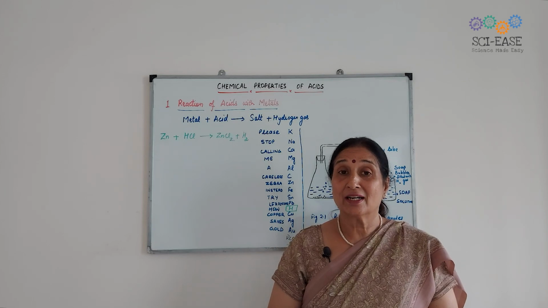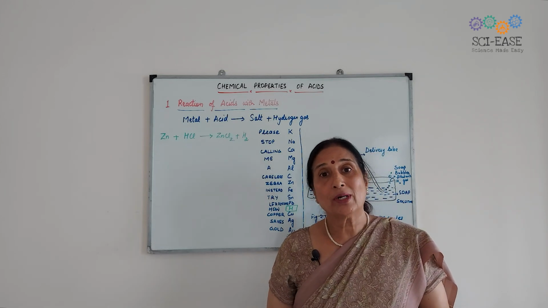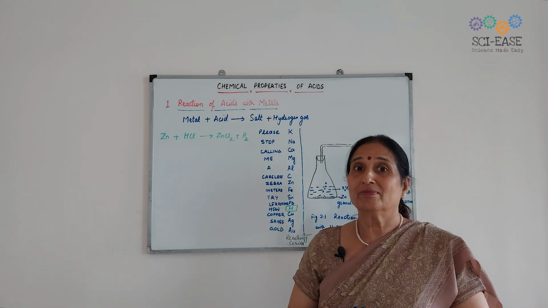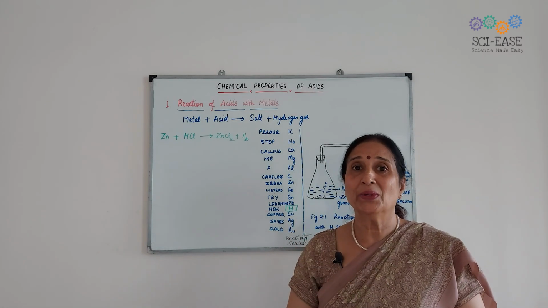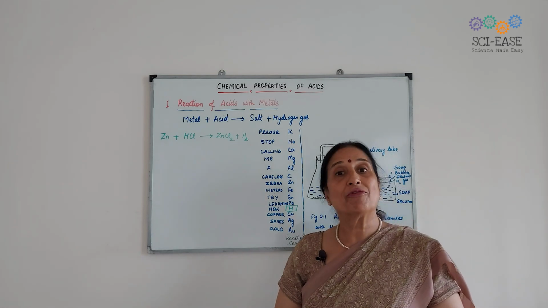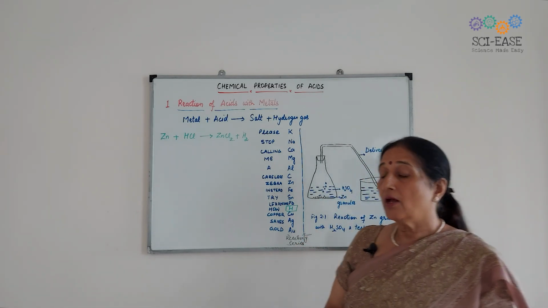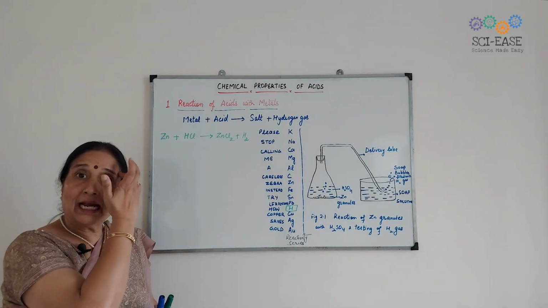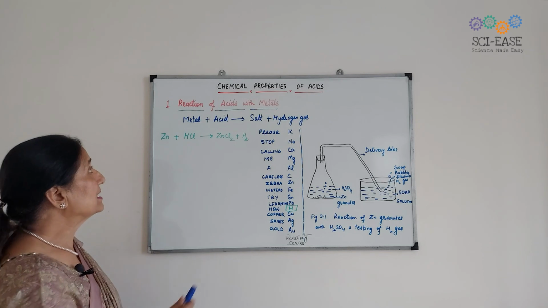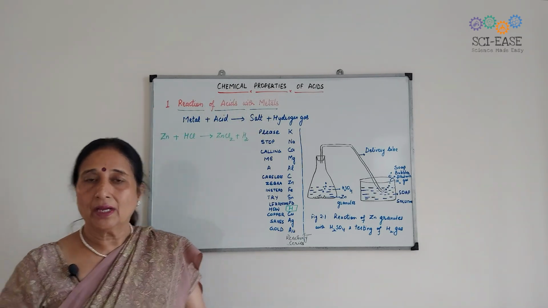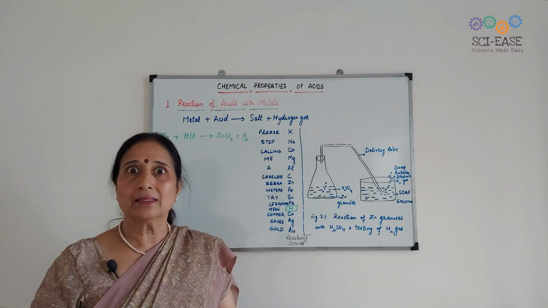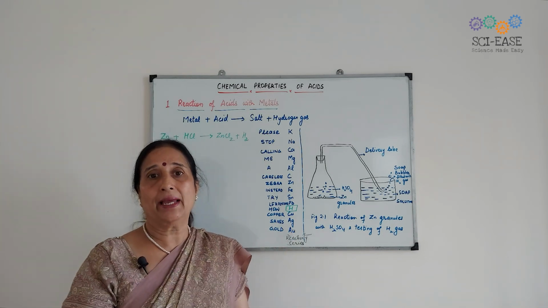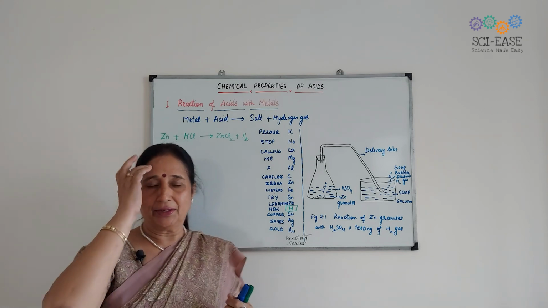We have done what are acids, what are bases, and what are indicators. Now we will study in this video about the chemical properties of acids. So the first chemical property of acids is the reaction of acids with metals. You know that there are many metals in the periodic table. How these acids react with them, that I am going to tell you.